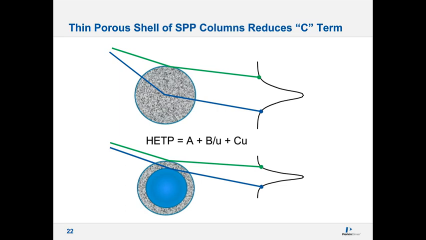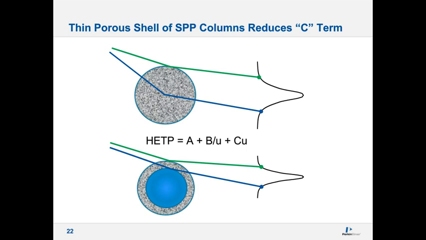Mass transfer effects can be minimized, for example, by using smaller diameter particles, lower linear velocity, and also higher column temperatures. In comparison with fully porous particles, SPP have a reduced diffusion path that the solute must pass through due to the presence of the solid core. The reduced diffusion path will result in sharper peaks and higher column efficiency.